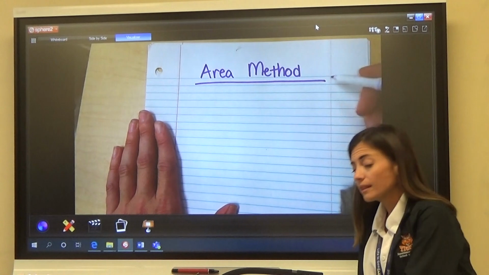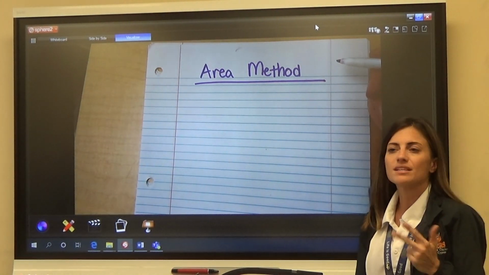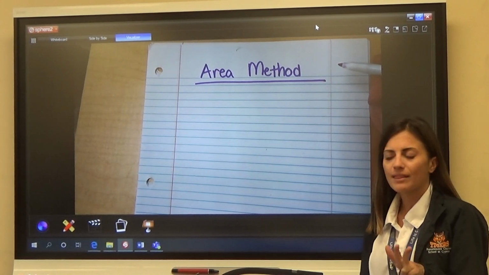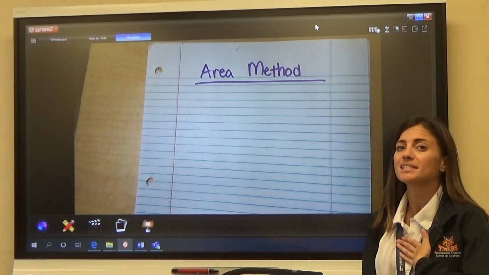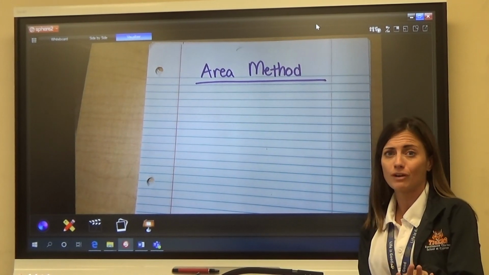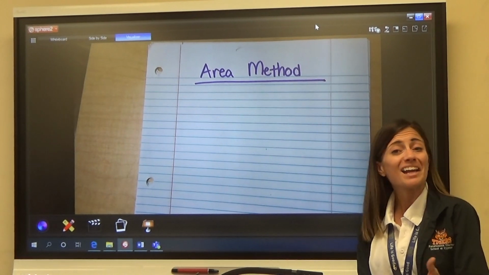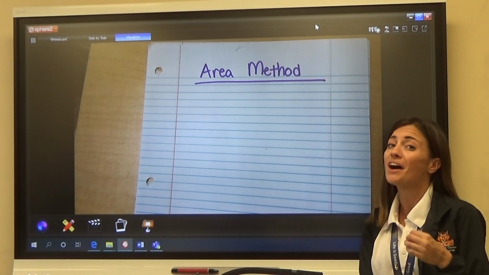Now we've learned the standard algorithm, we've done the distributive method, and this is our third way of multiplying. This is called the area method. And I'm not supposed to have favorites, but this is my favorite way of doing it. You can find your own favorite. It doesn't have to be the same as me. And I encourage you to figure out which one works better for you. But it's always good to have options.